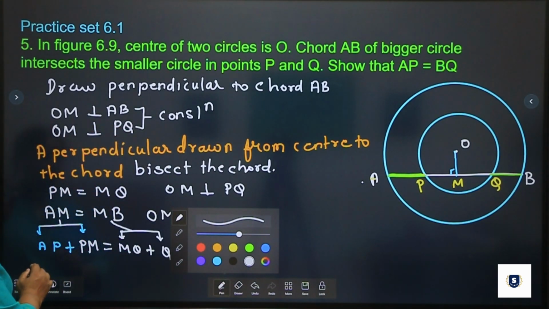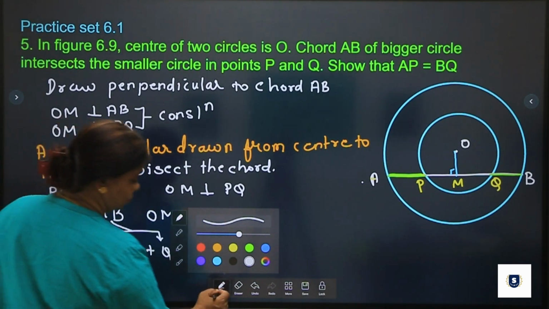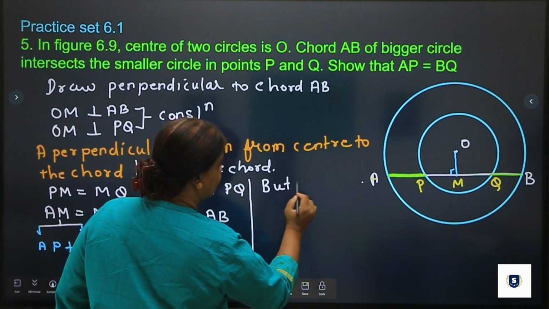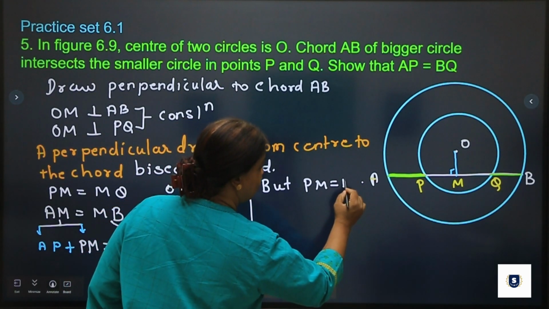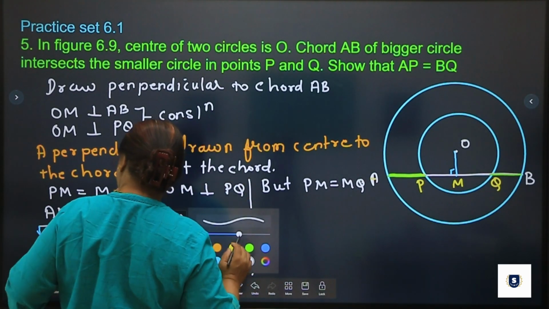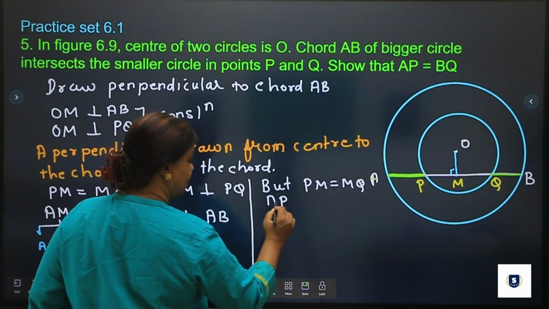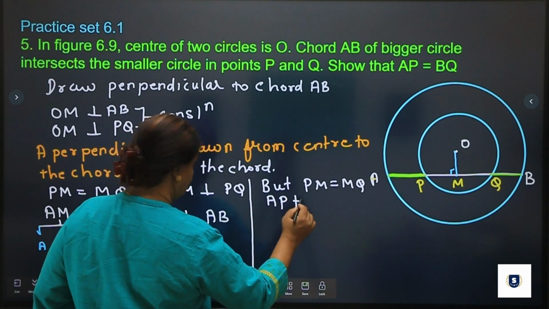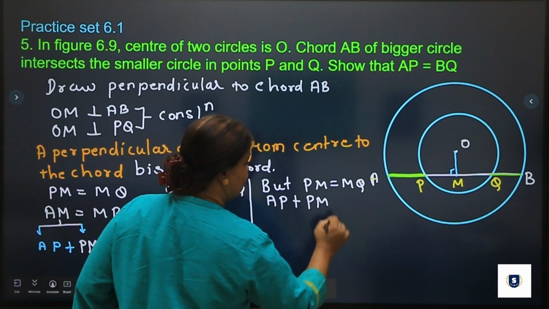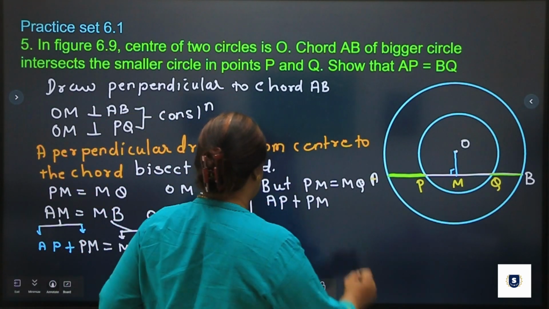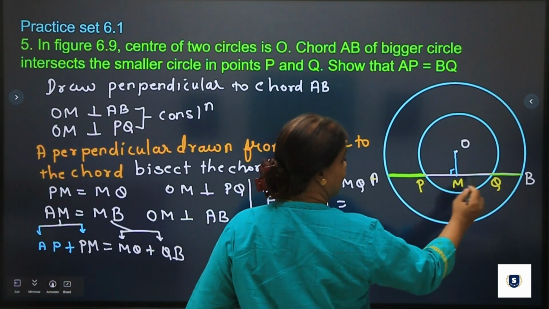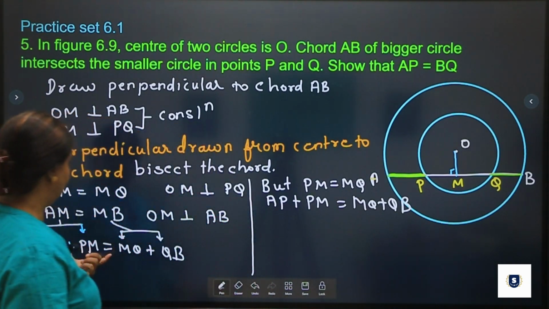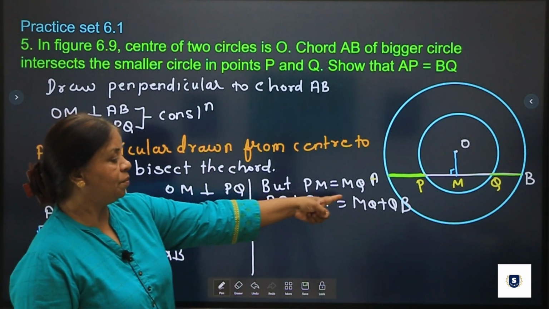Now see children, PM is equal to MQ. So what I will do, I will write this AP plus PM. See what I am writing? AP plus PM is equal to MQ plus QB. Now same thing I wrote. AP plus PM is equal to MQ plus QB.